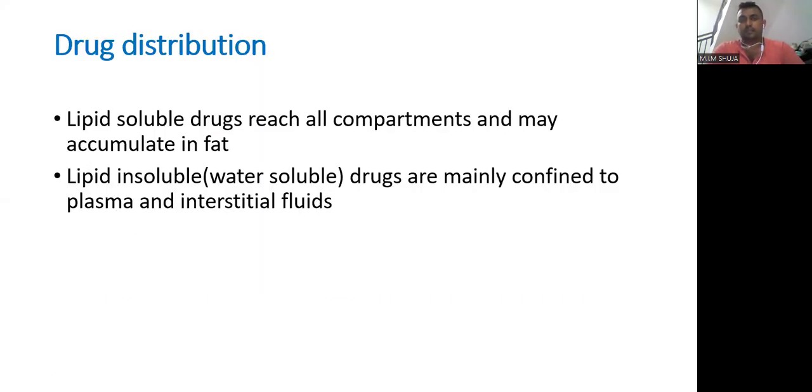Lipid-soluble drugs reach all compartments and may accumulate in fat. Lipid-insoluble drugs, that is water-soluble ones, are mainly confined to the plasma and interstitial fluid.